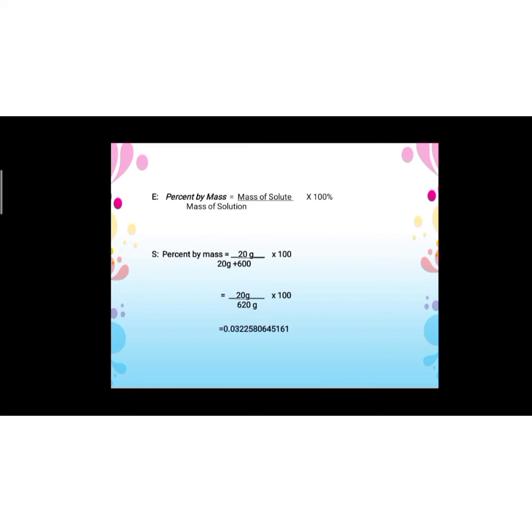Okay, yung lalabas sa sagot ay 0.03225806456161. So, pwede natin yung i-round up or 0.03, 2 decimals lang. Ay, sorry, times 100 pa pala yun. So, 20 grams divided by 620 grams is 0.0322 times 100. That is 3.225806. So, for number 2, compute 4% by mass of copper.